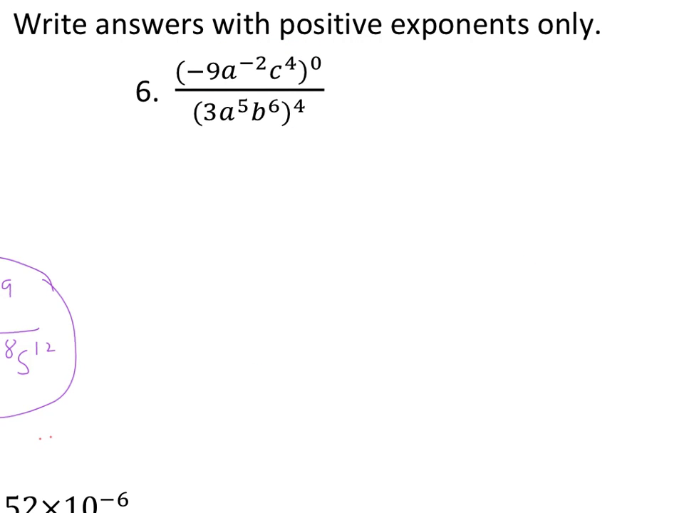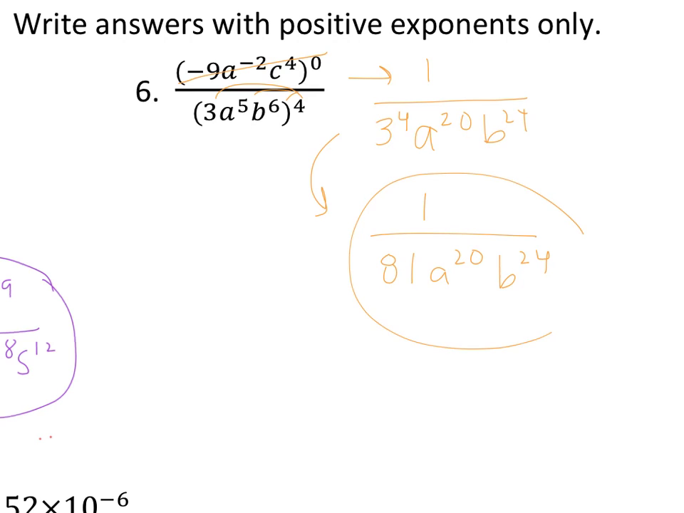Number 6, if we look at the numerator of this fraction, we have some terms in parentheses to the 0 power. Anything to the 0 power is 1, so I can rewrite that as 1. And now I'll distribute in my denominator and simplify that. So I get 1 over 3 to the 4th, A to the 20th, B to the 24th, and then I'll go one step further and simplify 3 to the 4th and get 1 over 81, A to the 20th, B to the 24th, and that is my final answer.